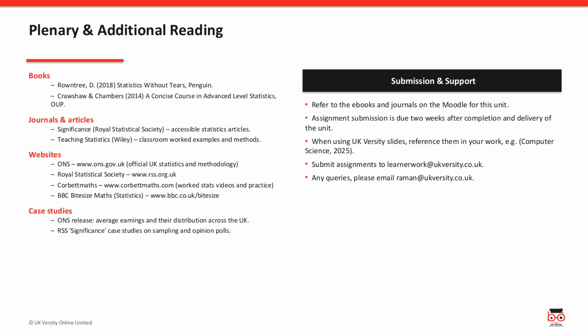If you'd like to strengthen the sampling and design side, Rowntree's Statistics Without Tears explains bias and representativeness in plain language, and the Office for National Statistics website shows the whole cycle running at national scale on real surveys. The Royal Statistical Society's case studies on sampling and opinion polls are well worth a look for how this plays out in practice. Best of all, plan a small investigation of your own, a survey of your class perhaps, and take it right through the cycle before you tackle the assignment.